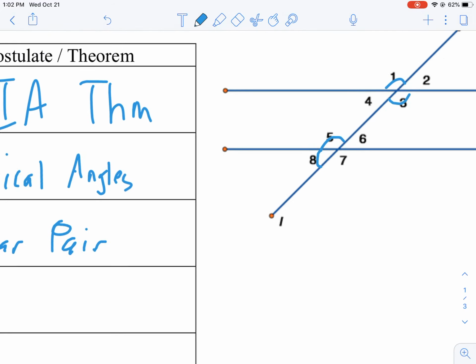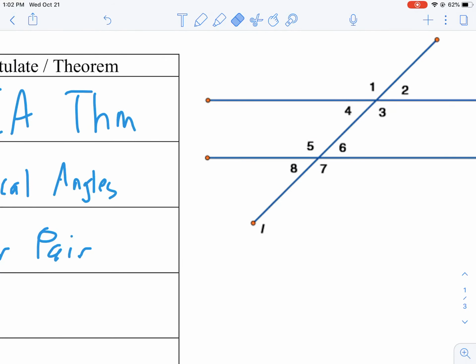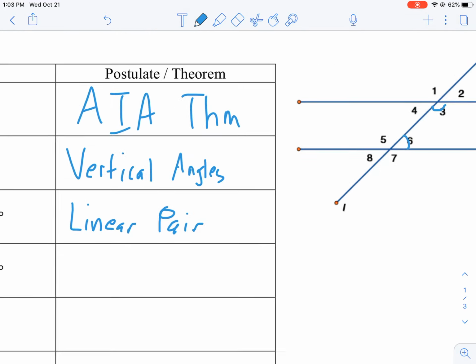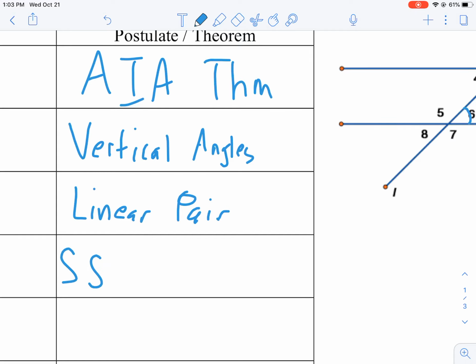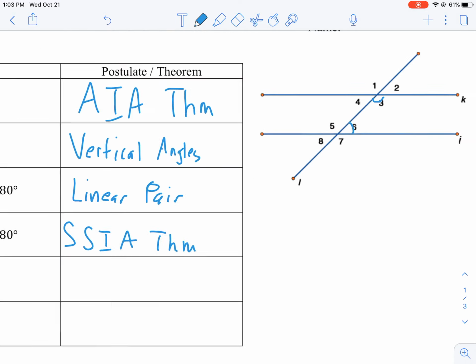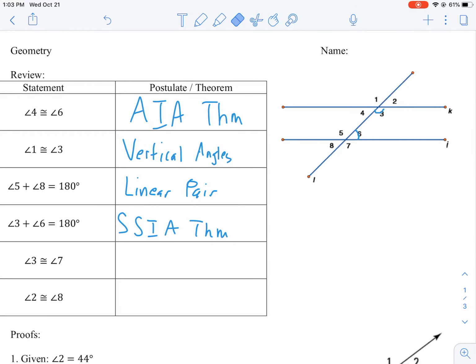We also have 3 plus 6 equals 180. All right, so let's look. That's 3, that's 6. So those aren't a linear pair, but they are on the same side, and they are in the interior of our two lines. So that's same side interior angles theorem. All right, what else do we got?